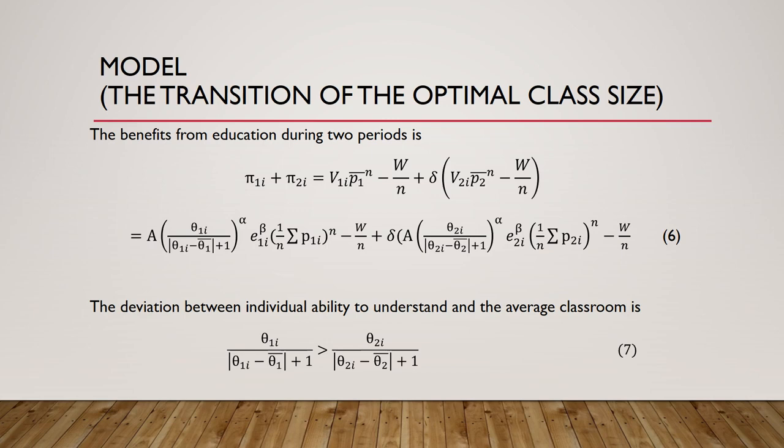The range of theta i is small in the early elementary grades because the accumulation of knowledge is less at the elementary level, and study contents is easy to understand. On the contrary, the content will increase and become more advanced during late elementary grades. Therefore, the deviation of individual ability to understand from the average classroom is narrow in lower grades, whereas it is large in higher grades. That is, equation 7 is satisfied.